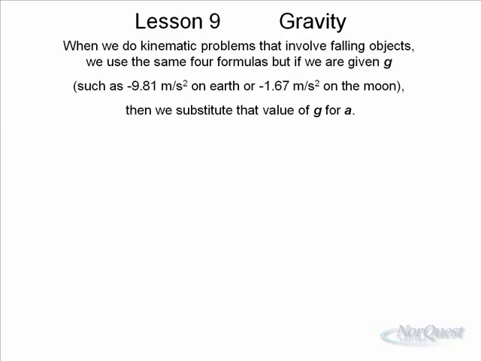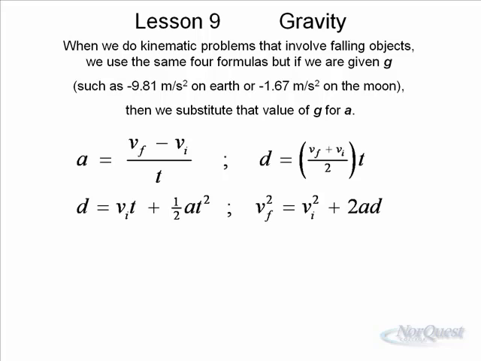So when we do kinematic problems that involve falling objects, the same four formulas come up, but we are given g, and we substitute that value of g for a in these kinematic expressions. So on Earth it would be 9.81. On the Moon we know that the acceleration of gravity is only 1.67 meters per second squared. That's why they have to move around a little bit differently. They sort of do the hopping thing.